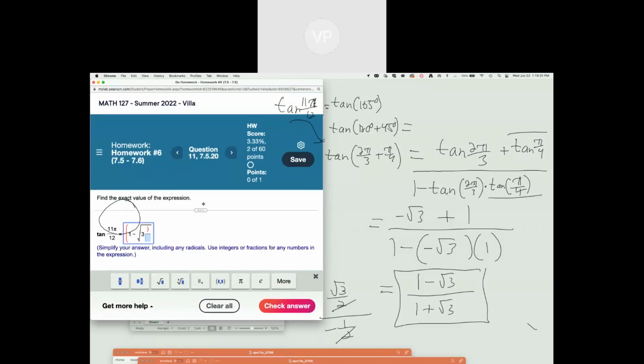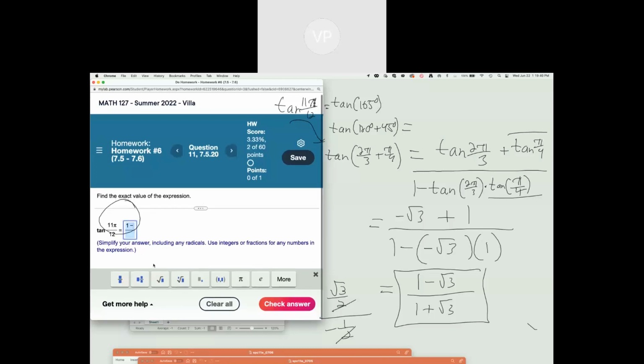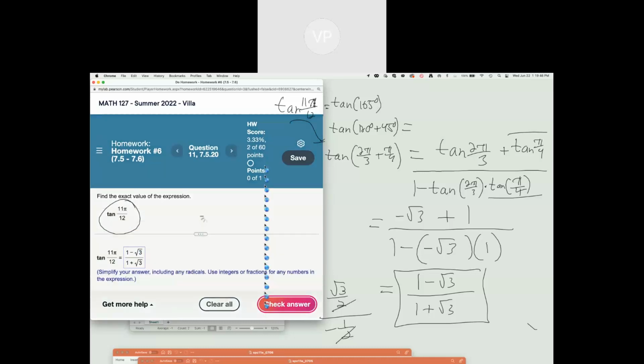Okay, sorry. All right, let's do it right. Got the fraction. We have a 1 minus the root 3 all over 1 plus a root 3. And there's our answer. Questions?